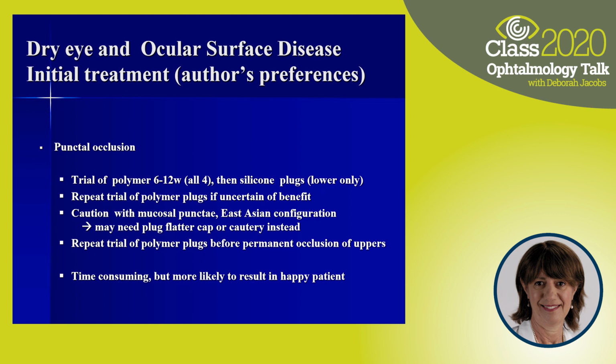If you do lower occlusion with benefit and the patient is still symptomatic, I do recommend a repeat trial of polymer plugs again before considering permanent occlusion of the uppers. Again, the patient must be clear in what the benefit is, and then they will not be disappointed if the benefit is not achieved when you do punctal occlusion. This approach is time-consuming, but more likely to result in a happy patient.